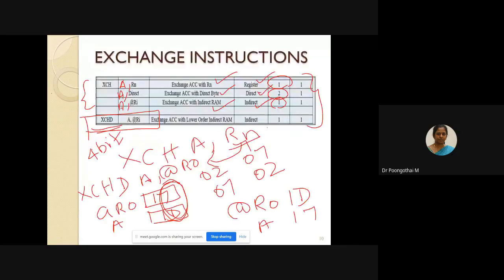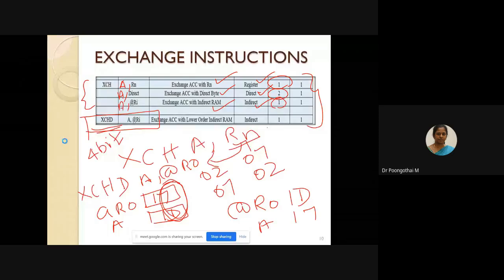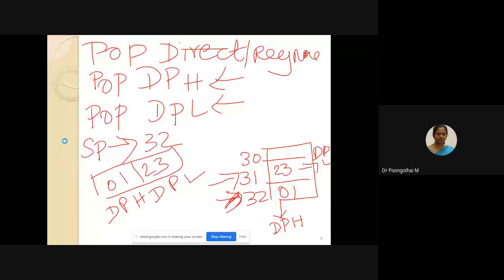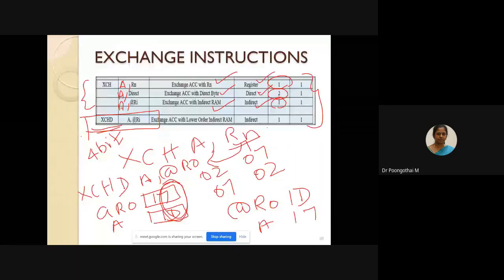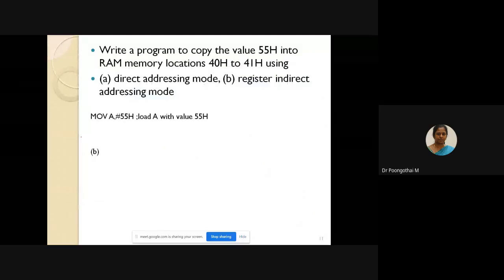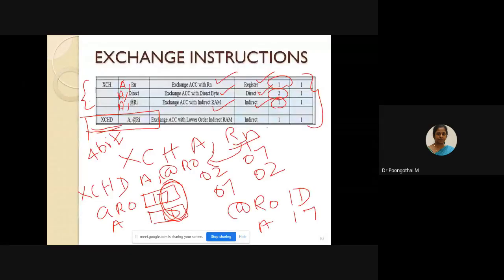So the move instructions are completed here. Next class, we will see arithmetic and logical instructions. Do you have any doubts in move and exchange instruction?